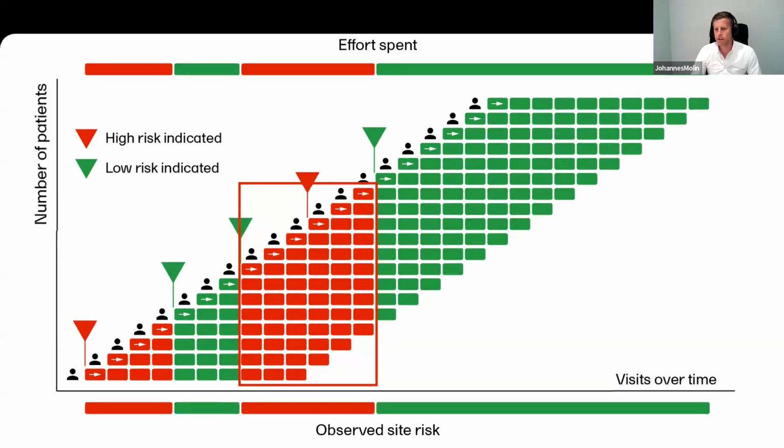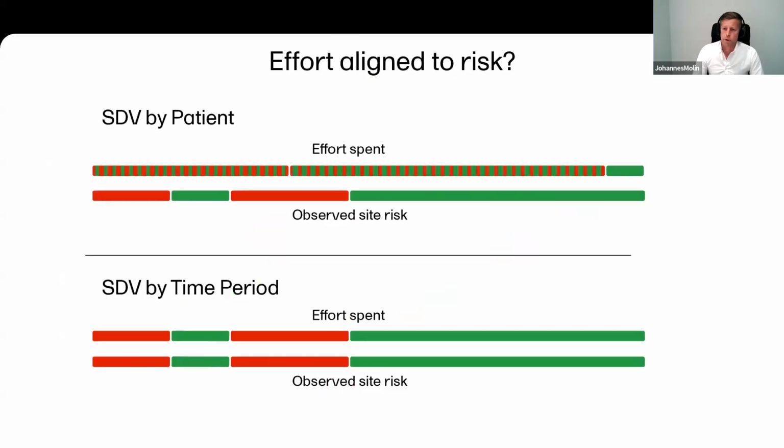If we make a similar exercise as for the previous approach, we see the same timeline with observed site risk at the bottom of the image, but we now see that the verification efforts, as indicated in the top of the page, match the observed site risk level in a very nice way. So if we present these two approaches together, what we can see is that a traditional by patient approach, even though reducing SDV, is not spending effort on where most risk has been indicated. It's a poor response to increased risk.